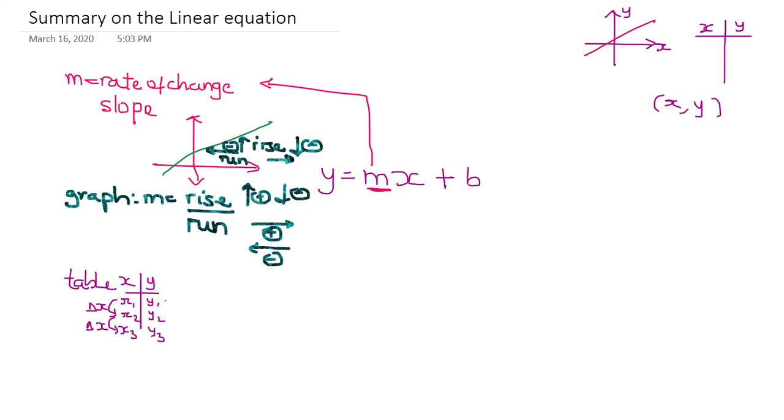Looking at the y, going from y1 to y2 and from y2 to y3, we have our change in y, which is delta y, and these two are the same value. Looking at the change in x, that is also the same value. So if we have our change in y divided by our change in x, we can determine the slope of that particular line, which is represented as m.